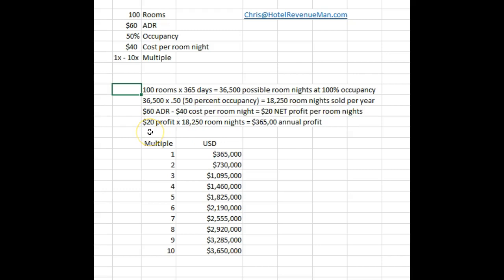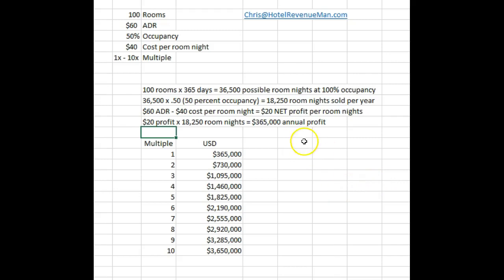If you're making $20 per room night, and you're selling 18,250 room nights, the annual profit is $365,000, and this is United States dollars. I'm here in America, and so that'll give you an idea. Just for the sake of example, so you can take out these different numbers and plug in your own, use the same formula.